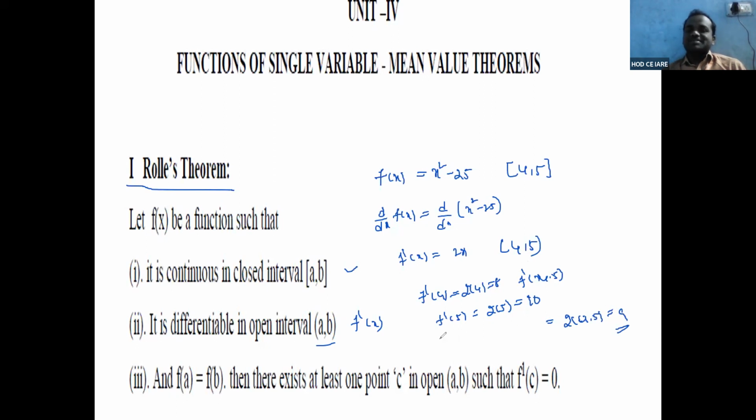Okay, let us see whether it is satisfied or not. Here f of a means f of 4 is equal to 4 square minus 25, that is equal to minus 9. f of 5 is equal to 25 minus 25, which is equal to 0. So they are not equal. Okay, so this is not satisfying the third condition.